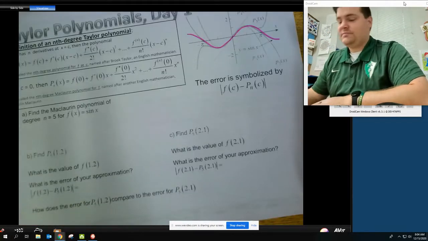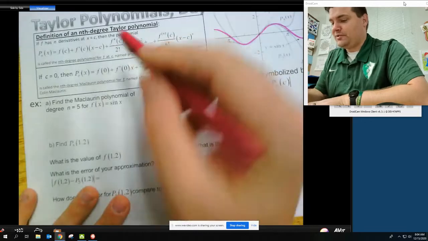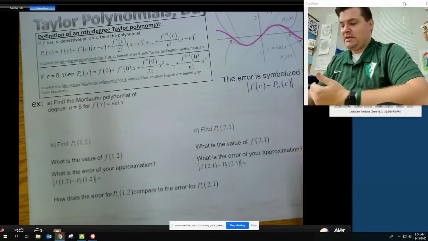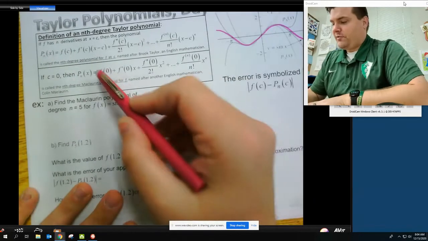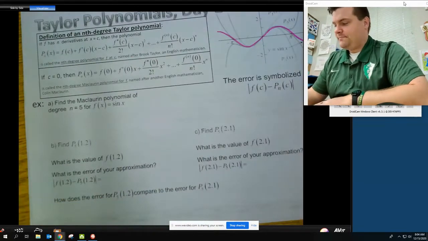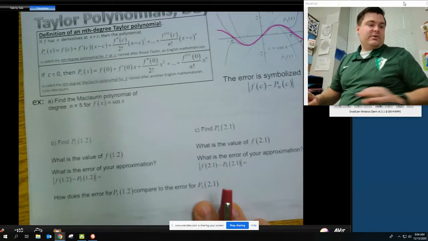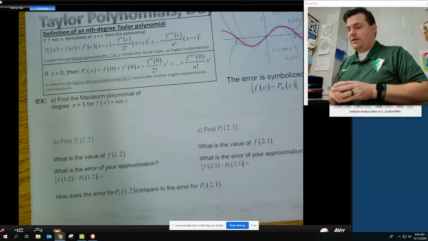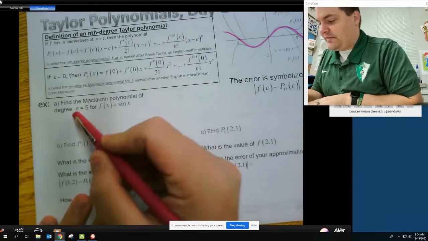Okay, so first, before we talk about Taylor polynomials, we're going to talk about Maclaurin polynomials, and that's when we're centered at 0, and these are really the Mickey Mouse examples. So this is the formula that matches that. Let's go ahead and do our first problem here, which is to find the Maclaurin polynomial of degree n equals 5 for sine.